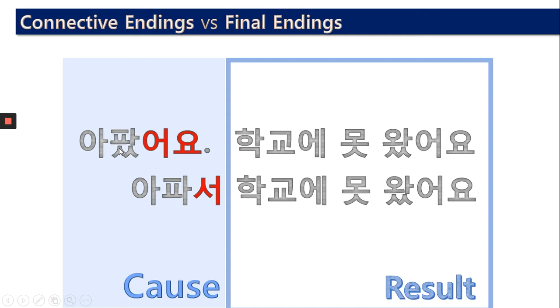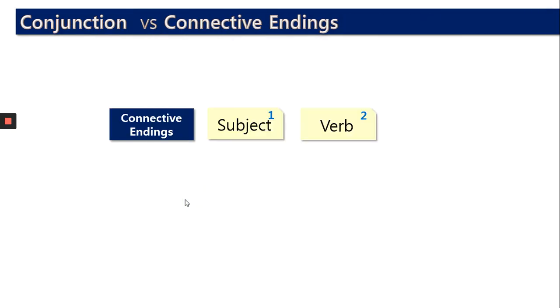아팠어요, 아프다, this is past tense. But 아파서 has no tense. No tense is important. 아파서 is because, but in a because clause, in a reason clause, there is no tense. That is important. As I said, conjunctions and connective endings are really, really important.